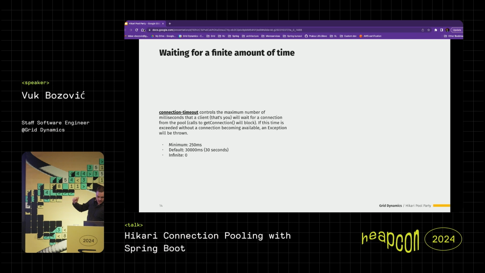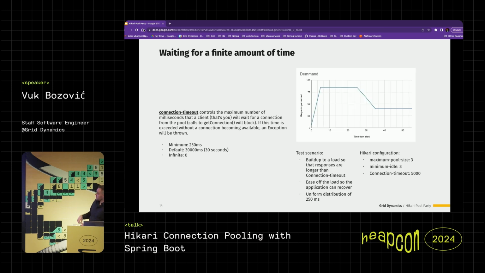Now, the connection timeout is something that I was afraid of when I was a junior, because it's usually followed by exceptions and bad things and red text in Java. Now, as I grew up, I figured, well, that's not such a bad thing. Connection timeout is the amount of time you are willing to spend waiting for a connection from the connection pool.